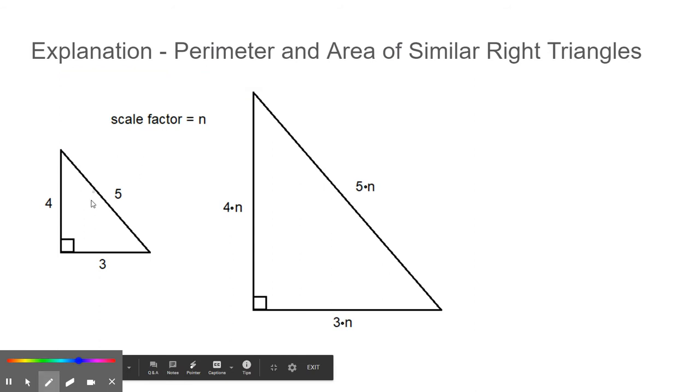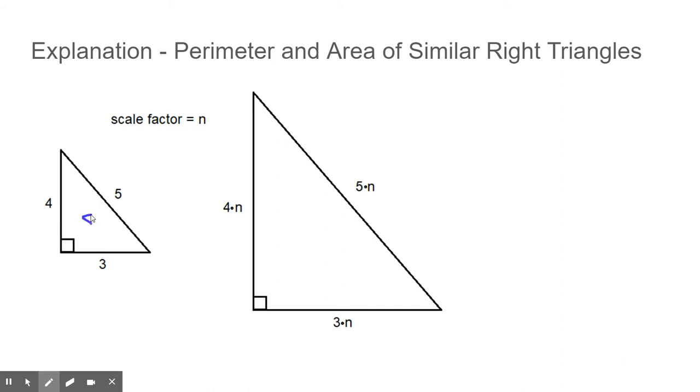So I have two right triangles here. We're going to call this the small right triangle and this the big right triangle. I would like to find the perimeter of the small right triangle. Well, you just simply add up the sides: 3 plus 4 plus 5. That's 7 and 5, that's 12 units. So the perimeter of the big triangle, I'm going to add up these three sides, would be 3n plus 4n plus 5n.